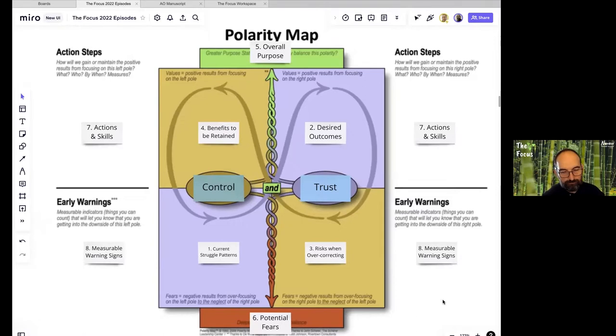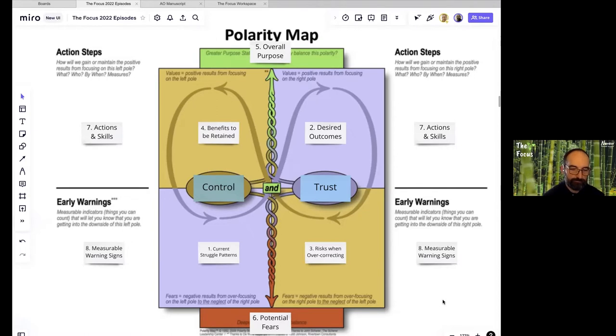Next panel that we will be discussing then is the risks when we have too much trust, when we overcorrect on the trust side. And that's just the types of fears and negative results from over-focusing on too much trust. And then we'll go back up to the top left, which we renamed to benefits to be retained. But this is the positive results from focusing on, in this case, the control side of things.